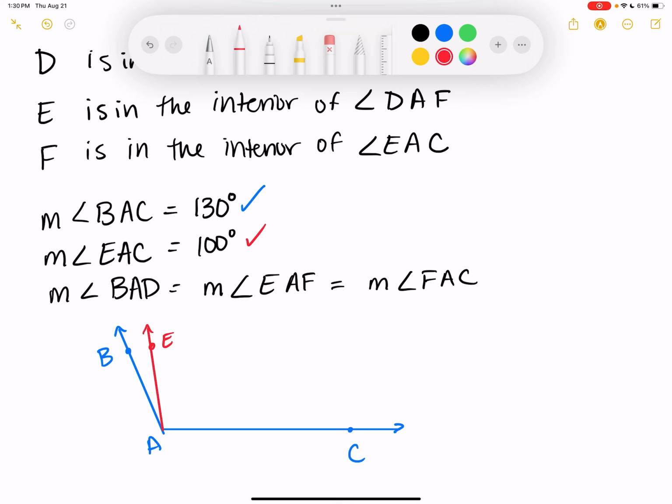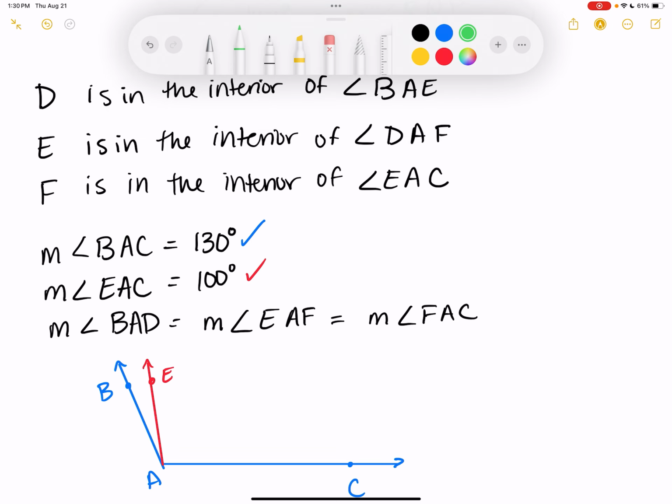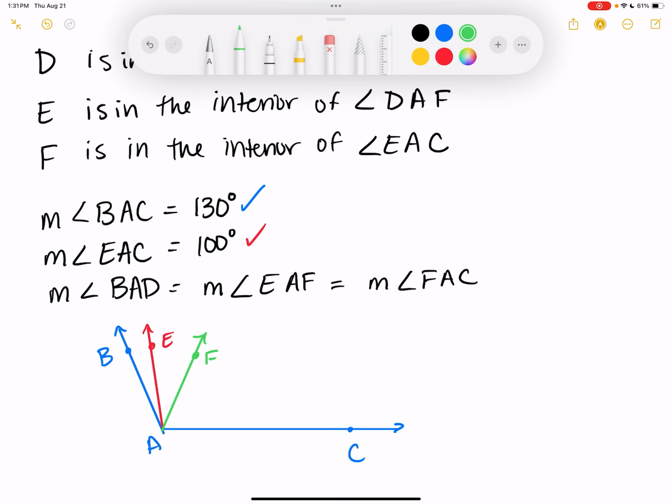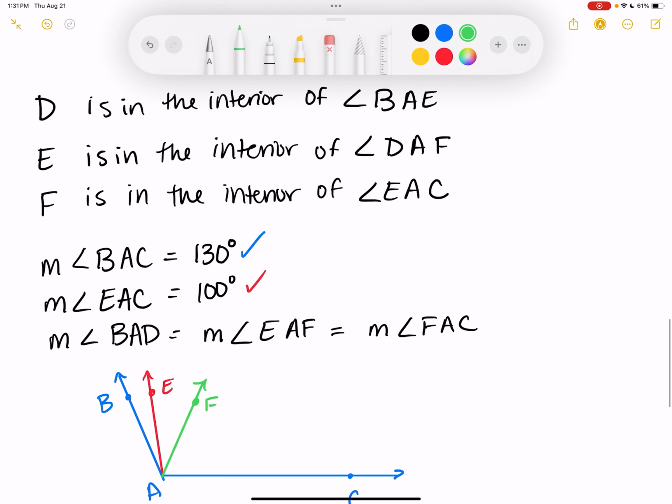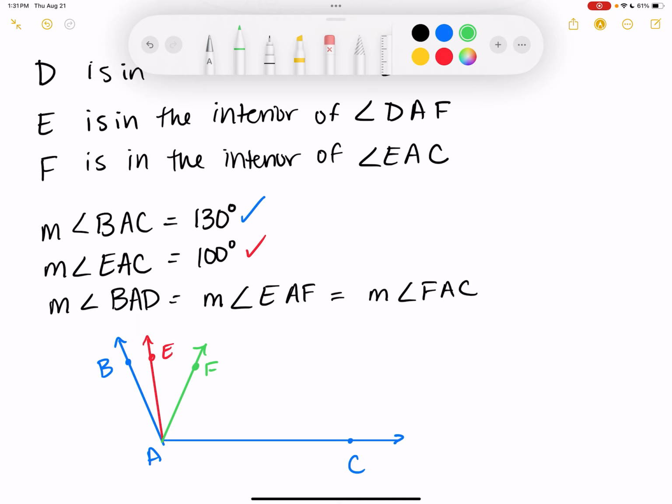So I know also that E is in the interior of DAF, right? F is in the interior of EAC. So where does that mean that F needs to go? In the EAC, yep. Do I know what it's equal to though? No, so I'm just going to put it in here somewhere. Call this F. Can you move that down a little bit? I also know I've got E and F on there. So I just need to do D. D is in the interior of BAE, so where is D going? Between B and E. Yep.